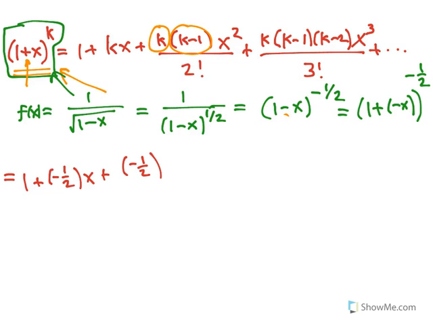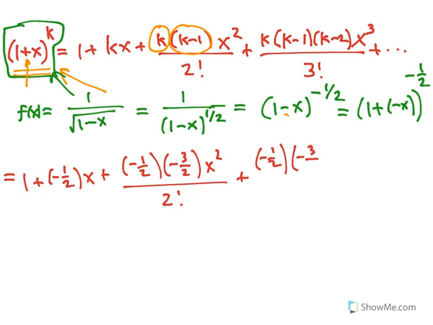And then k minus 1 would be negative 1/2 minus 1, which is negative 3/2, x squared over 2 factorial. And then I have negative 1/2 for k, negative 3/2 for k minus 1, and negative 5/2 for k minus 2, x cubed over 3 factorial, and so on. So what I'd like to do is simplify that using patterns that I notice.